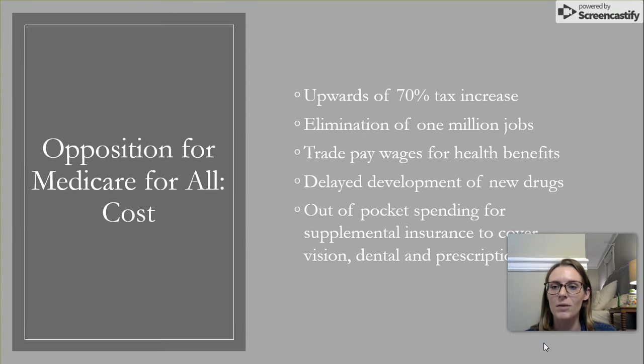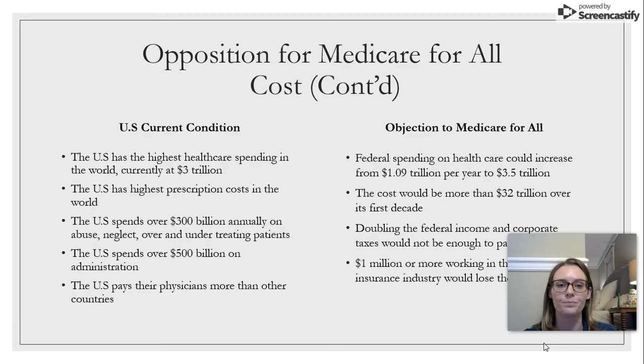There would be a 70% tax increase. We'd eliminate 1 million jobs. That your pay would actually go down to compensate for the inclusion of health benefits. There'd be delayed development of new drugs and medical technology, and that the out-of-pocket spending for supplemental things such as vision, dental, and prescription would actually go up if it would even exist at all.